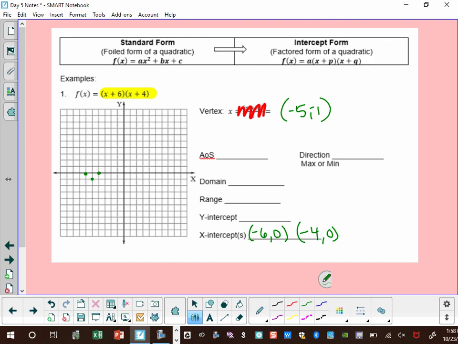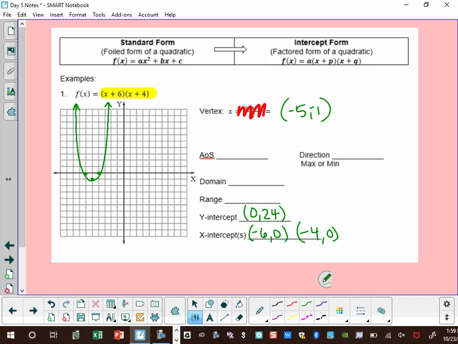Once you have 3 points, just try to sketch your graph as best as you can. I'm not going to be really picky on this. I know it won't look exactly as it should. Someone tell me what the y-intercept is. You may have to zoom out to find your y-intercept. You should get 0, 24. Is anyone struggling trying to find their y-intercept?